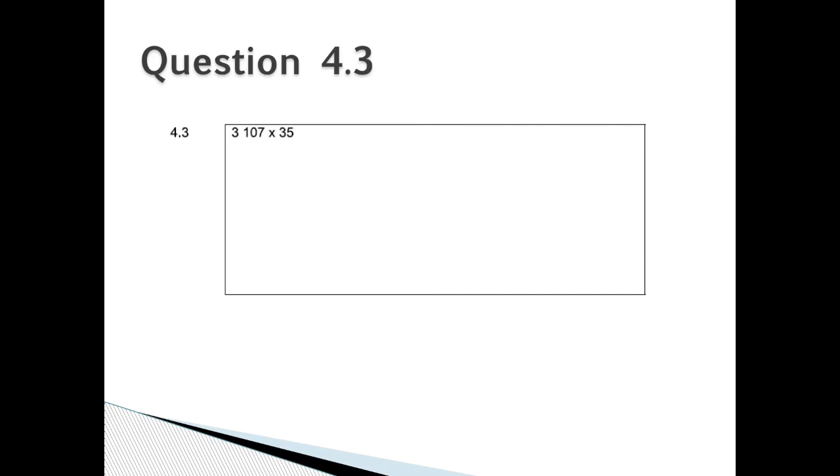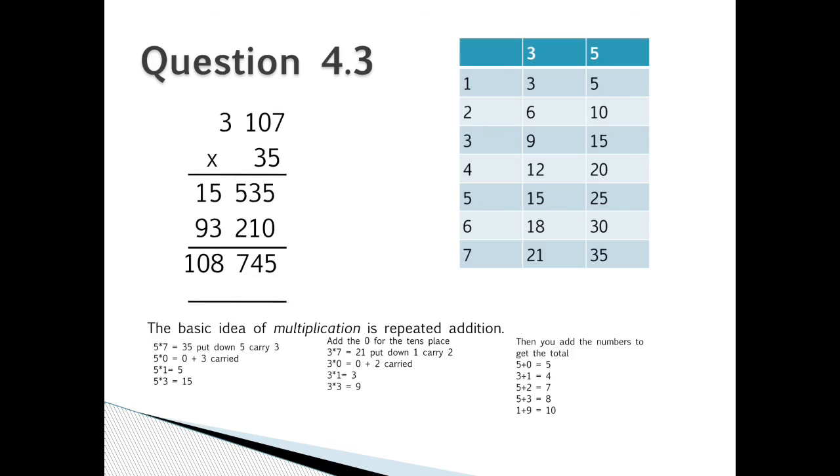Question 4.3. 3,107 multiplied by 35. The basic idea of multiplication is repeated addition. So let's start with the 5. 5 times 7 is 35. Put down the 5, carry the 3. 5 times 0 is 0, plus the 3 carried, you put down the 3. 5 times 1 is 5, and 5 times 3 is 15. Your first number is 15,535. Then you put down a 0 for the tens place.